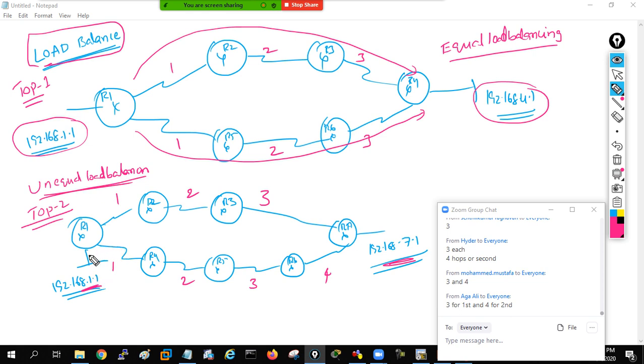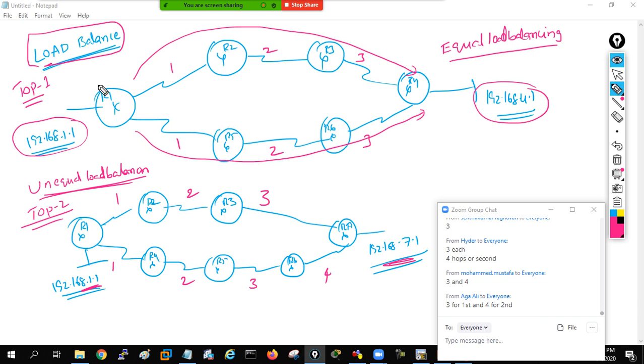Unequal load balancing means that from source to destination, if you have two routes and those two routes have different metrics, it will not do the load balancing. Only when the metric matches for both routes is it going to do the load balancing. Guys, does everybody understand this logic, what I'm trying to tell you? Say yes for me if you understand that.